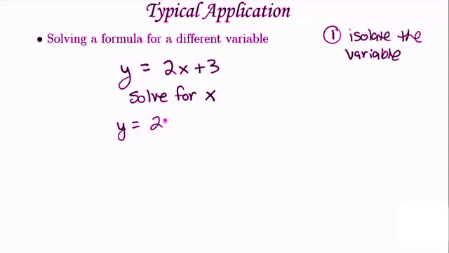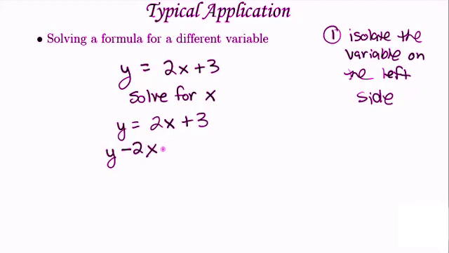Looking at this again, y equals 2x plus 3. In order to move the terms containing x to the left side, I have to first subtract both sides by 2x. y minus 2x equals 2x plus 3 minus 2x. Now I have my x-containing terms on the left side where I want them, but I've still got a situation where I have a y over here that I don't want.